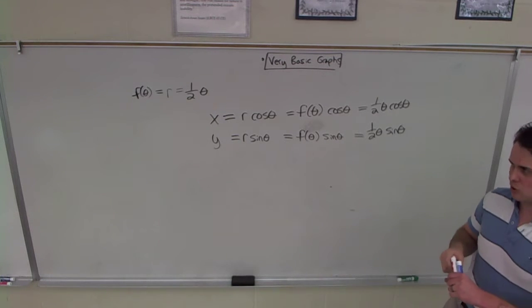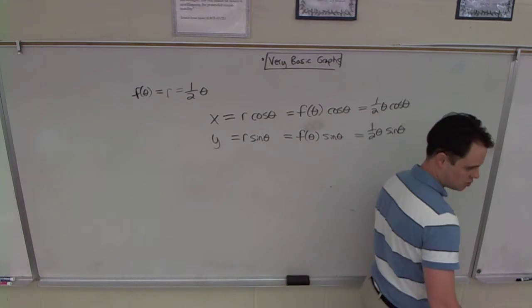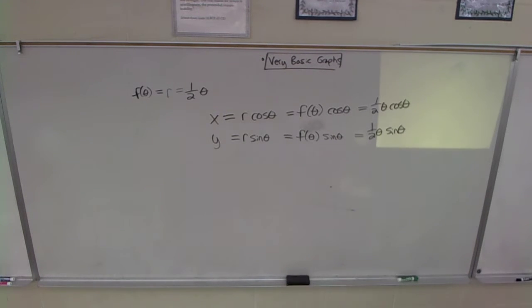Let's graph this really quickly though. So 1/2 theta cosine theta, 1/2 theta sine theta, what's that look like? I'm going to go and make mine parametric, looks like it is. Go to y equals. Now of course we could just put this in polar mode, but I'm just showing you the idea here.